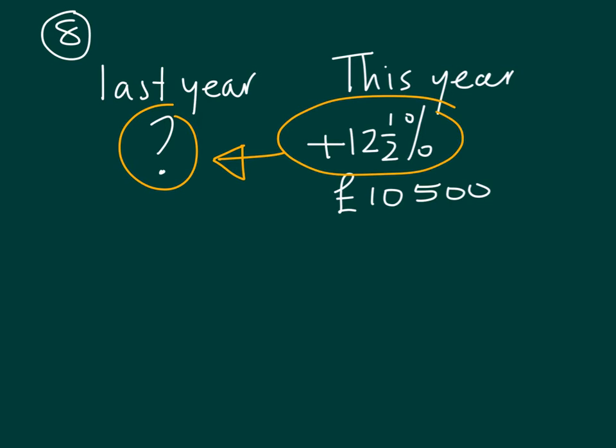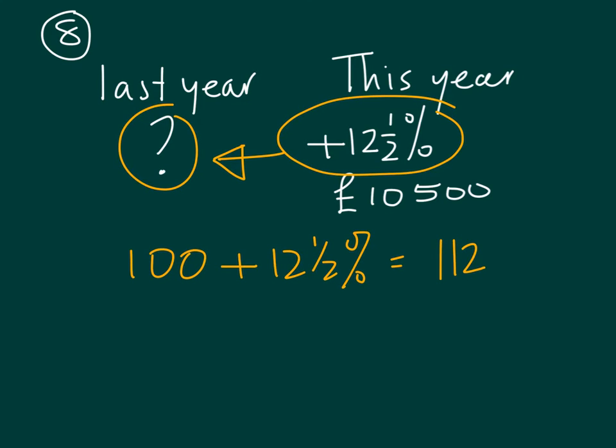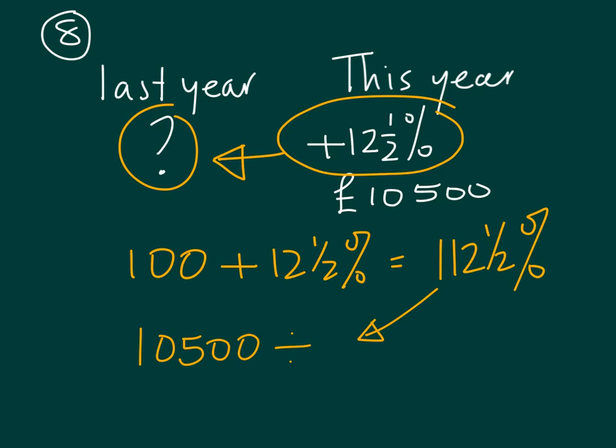Now if this year is 12.5% more, that means it's worth 100 plus 12.5% of what it was, which I'll do for you, is 112.5%. Now when you do a normal percentage you would times. This one, because we're going backwards, we do the opposite of timesing, which is dividing. So you're going to take the figure for this year, 10,500, and divide that by the percentage figure, but you turn that percentage into a decimal. And that's going to give you the answer.